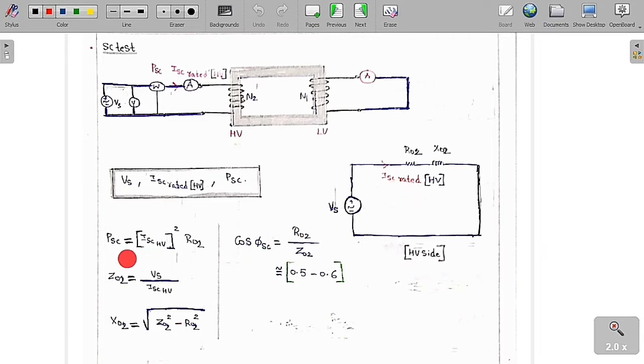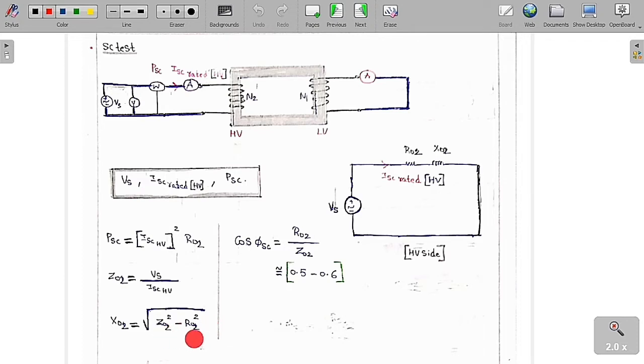Now you can see clearly the short circuit power is equal to I_SC HV whole square into R_02, because only the resistor is going to consume power but not the reactor. And Z_02 is equal to V_s by I_SC HV, so V_SC by I_SC HV. So we know P_SC and we know I_SC; with the help of this we can find R_02. We know V_s and we know I_s HV; with the help of this we know Z_02. Then X_02 is equal to the square root of Z_02 whole square minus R_02 whole square.